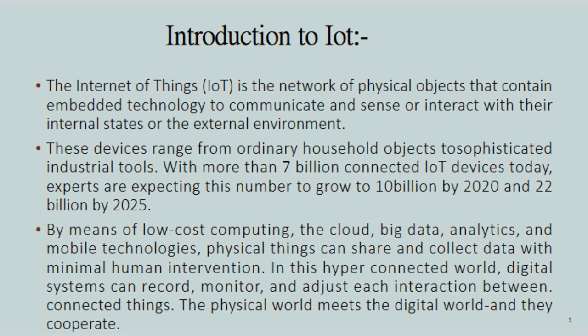Introduction to IoT. Internet of Things, or IoT as it's called, is the network of physical objects that contain embedded technology to communicate and sense or interact with their internal states or the external environment. These devices range from ordinary household objects to sophisticated industrial tools. With more than 7 billion connected IoT devices today, experts are expecting this number to grow to 10 billion by 2020 and 22 billion by 2025.